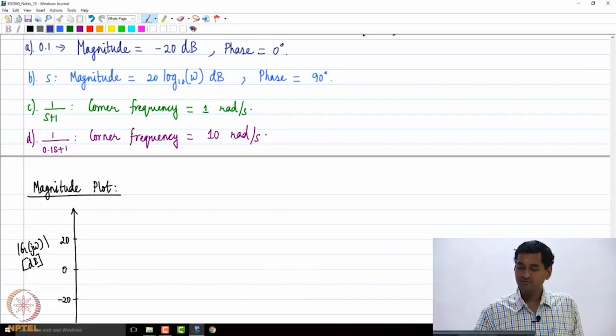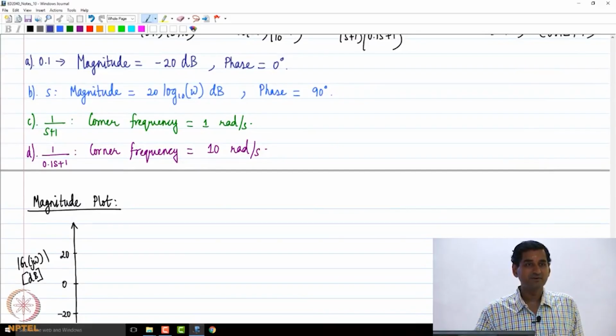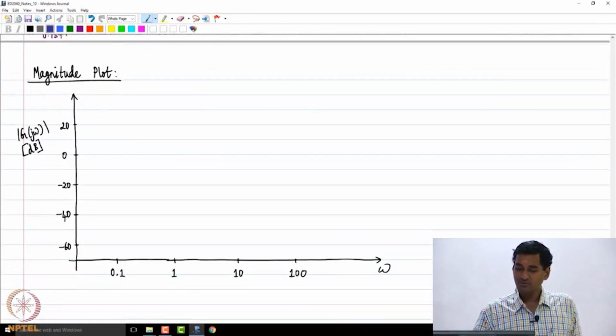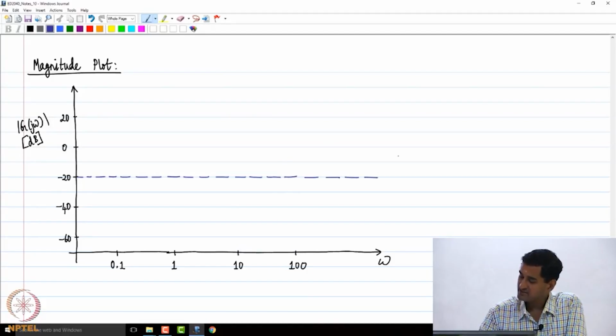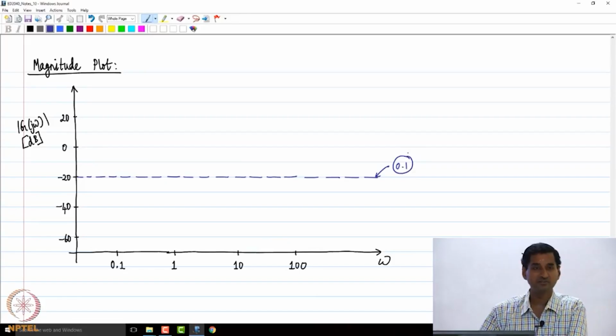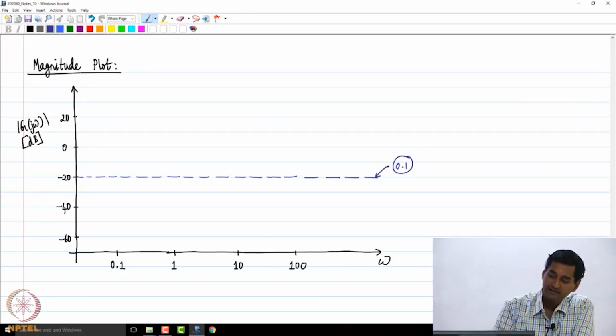You see that the magnitude of 0.1 is minus 20 decibels, right. So, obviously that will remain the case irrespective of the frequency. So, what can you say about the magnitude plot of 0.1? It is just going to be a horizontal line at minus 20. So, this is the magnitude plot of 0.1, at minus 20.